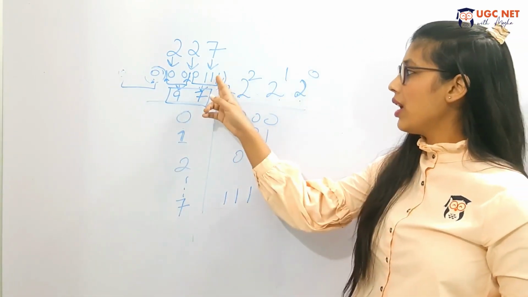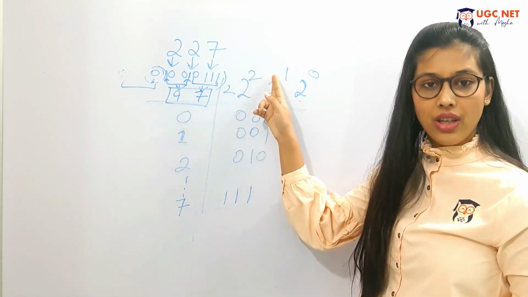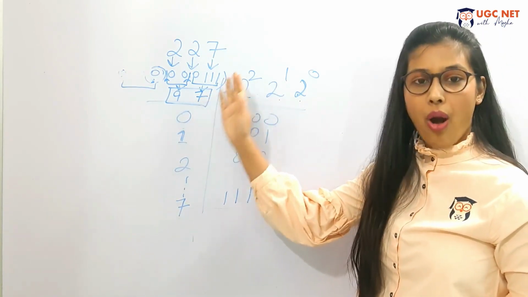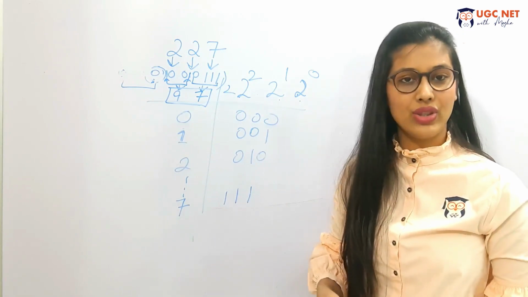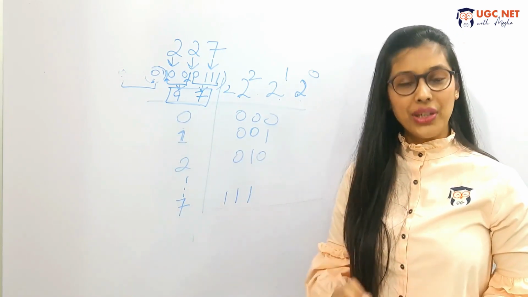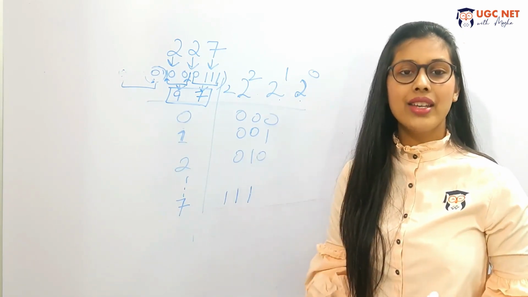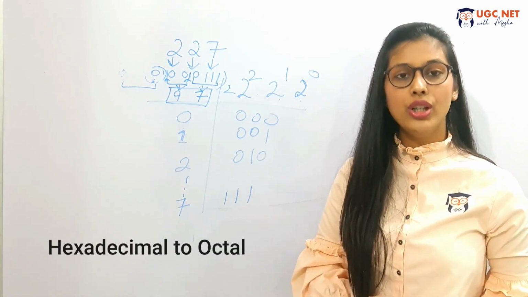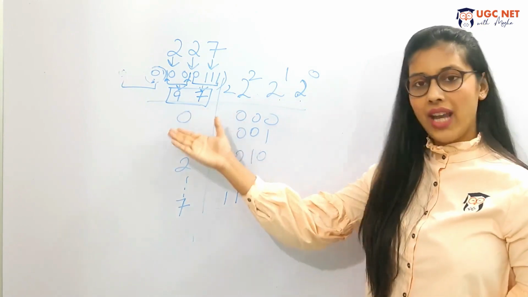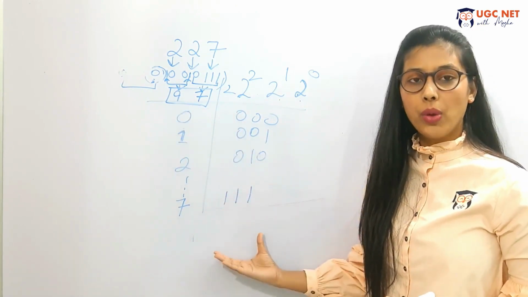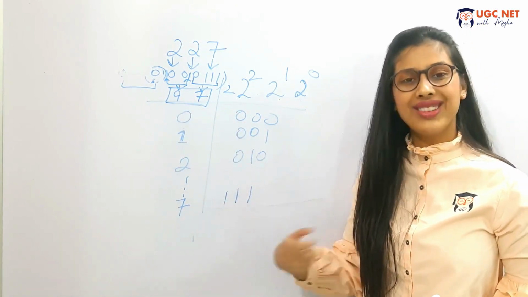Now if there were some decimal digits also given, then you would be grouping from the extreme left to right, as we have done in the previous number systems as well. The last conversion that we are going to understand here is from hexadecimal to octal. We are going to use the same process as we have done here. The only difference is that now the grouping would be done for 3 digits together.